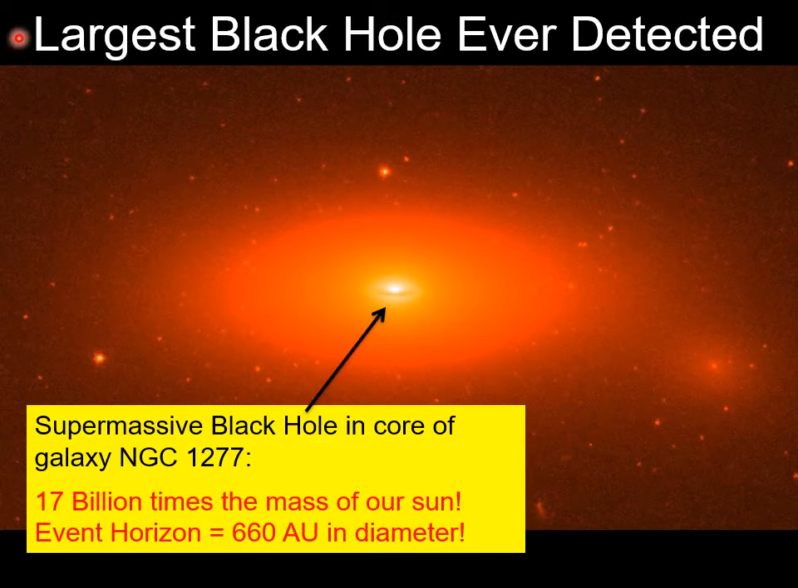Here's our last black hole picture, but this one's special because this is the largest black hole that has ever been detected. And so far, this is the record holder for the biggest black hole in the universe as far as we know. And obviously, we're just starting to explore our universe. But this particular supermassive black hole is in the core of a galaxy that has a catalog name, NGC 1277. It has a mass of 17 billion suns.